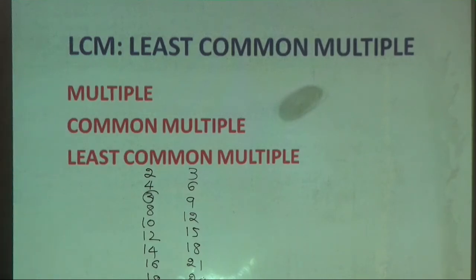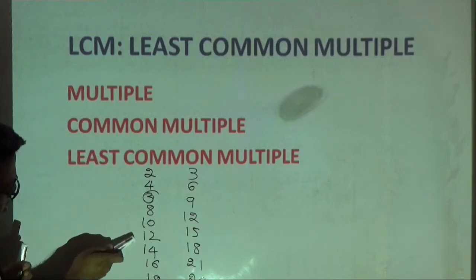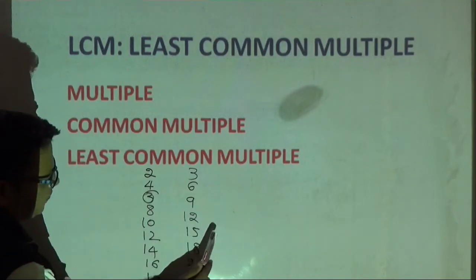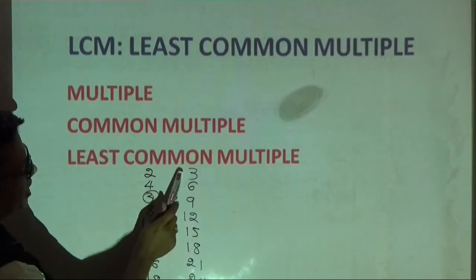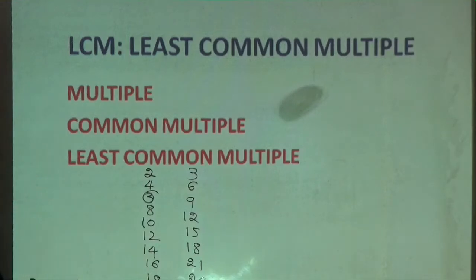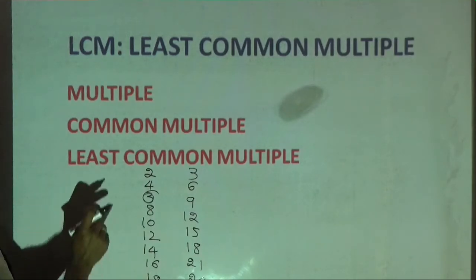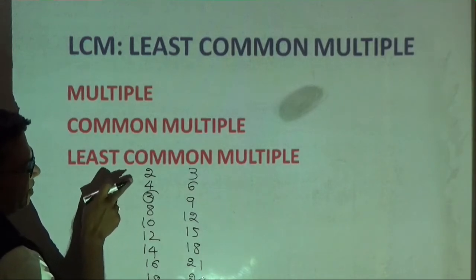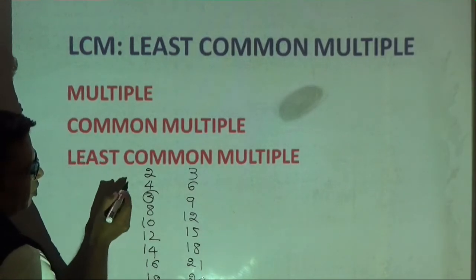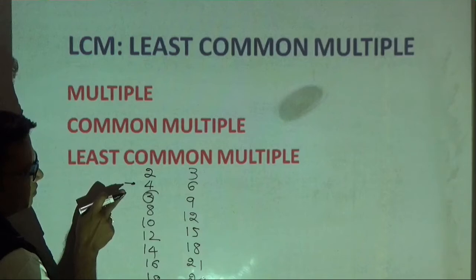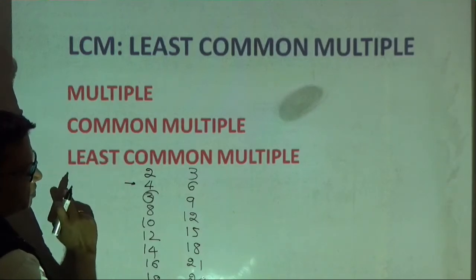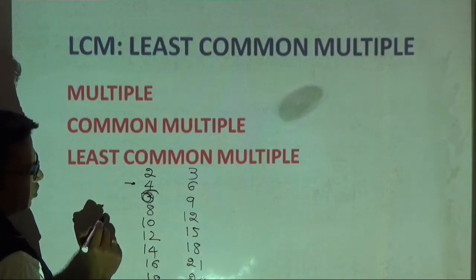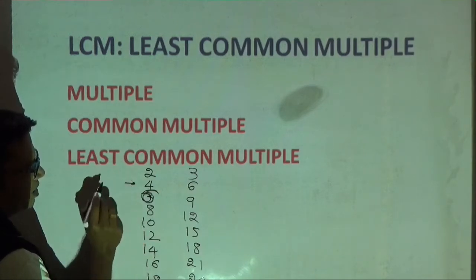Observe here. 4, 6, 8, 10, 12 are called multiples of 2. 6, 9, 12, 15, 18, 21 are called multiples of 3. So what do we mean by a multiple? A multiple of a number is a number which is divisible by the given number completely. 4 is a multiple of 2 and 4 is divisible by 2, correct? Next, 6 is a multiple of 2 because 6 is completely divisible by 2.